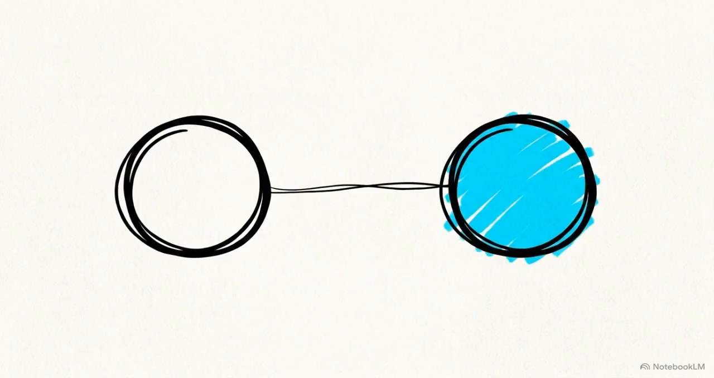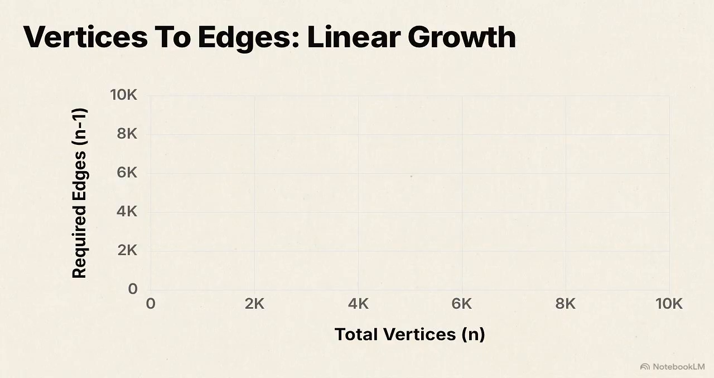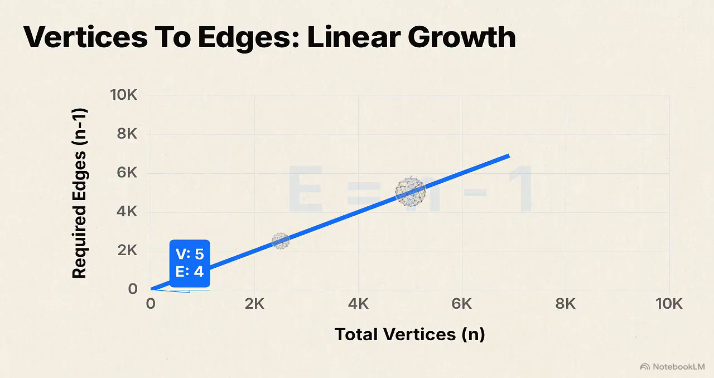This state of equilibrium creates a strict, non-negotiable invariant regarding the ratio of data points, or vertices, to the links between them. This chart tracks the vertex-to-edge ratio. A valid tree containing exactly n vertices will always contain exactly n-1 edges. 5 nodes require 4 edges. 10,000 nodes require exactly 9,999 edges.